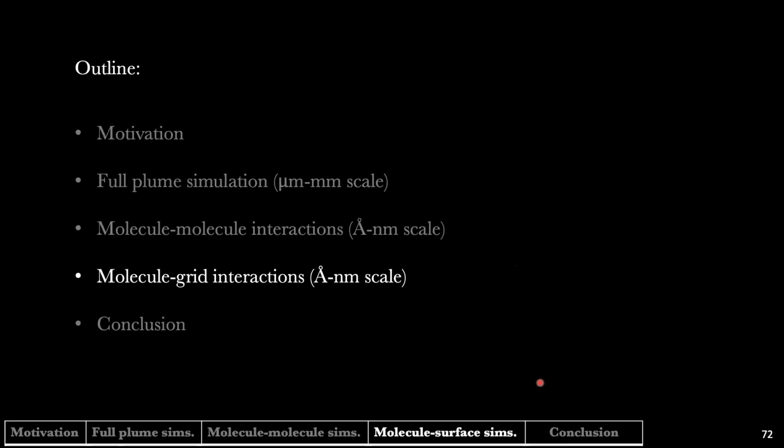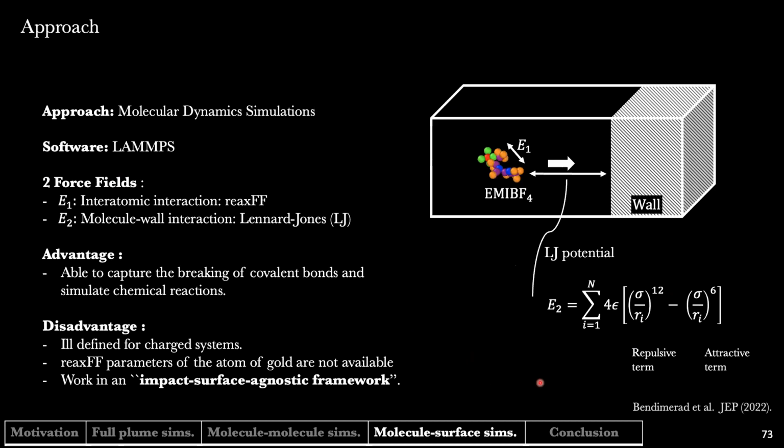Next, I'm going to talk about molecular grid interactions. Similarly, I use molecular dynamics simulations. I use a software called LAMMPS, and here I use two force fields: the reactive force field to model the interactions between the atoms of the molecule, and the Lennard-Jones potential to model the interactions between the molecule and the wall. The Lennard-Jones potential has a repulsive term and an attractive term, and these coefficients, epsilon and sigma, are given in the literature, and the potential depends on the distance of the atom I from the wall.